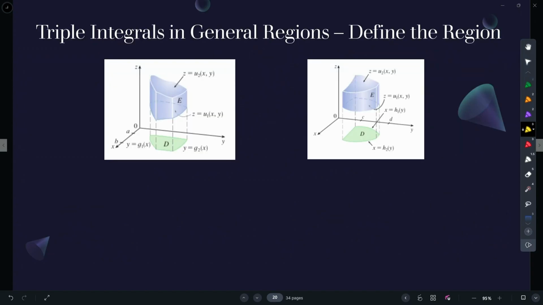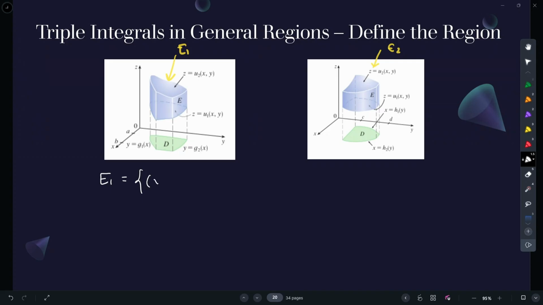Okay. So we're going to have more interesting regions to worry about. For example, a region of this sort, or a region of that sort. What that means is that in the xy plane, I have what we call the type 1 region. In the xy plane here, I have what I call a type 2 region. And then the z value is between 2 functions of x and y. So this kind of region, let's call this region here E1, and this region here E2. Let's first of all describe the regions.